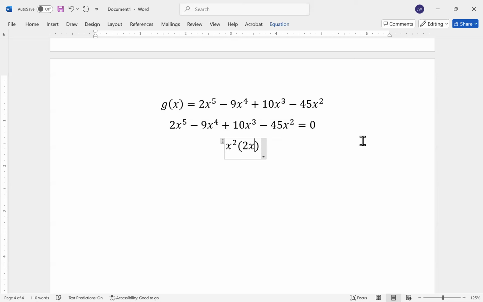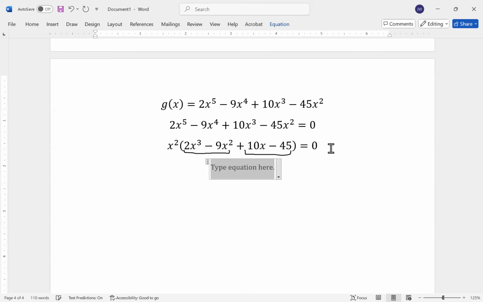This will leave me 2x to the third minus 9x squared plus 10x minus 45. Right-hand side of the equation is still equal to 0. And then what I'll do is I'll factor the thing inside of this parentheses. And in order to factor this thing, now I'll do the pairing up. I have to be very careful when I do this so that I have the right parentheses notation.